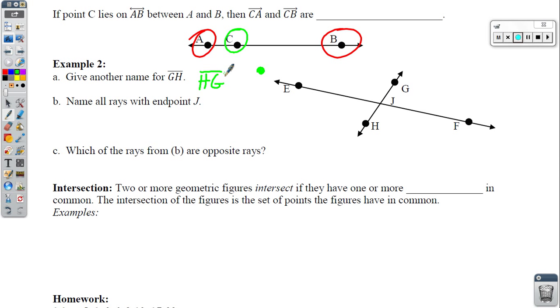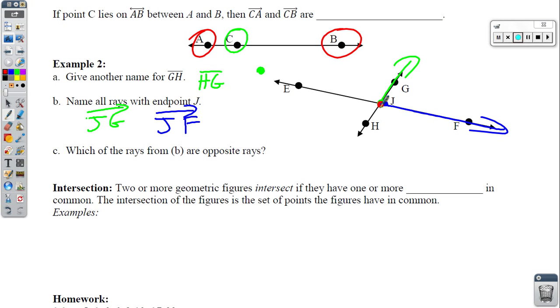Part B says name all rays with endpoint J. So J right there, starting there and going this way, we could have that. We would have to call that ray JG, with the arrow starting at J and pointing towards G. We could have the ray going like this. So that starts at J and then points through F. So that would be written like that.